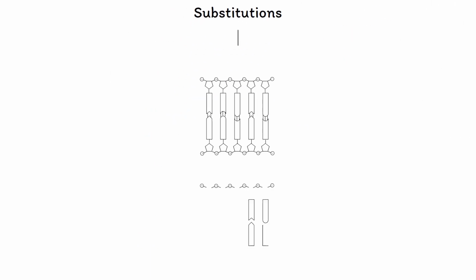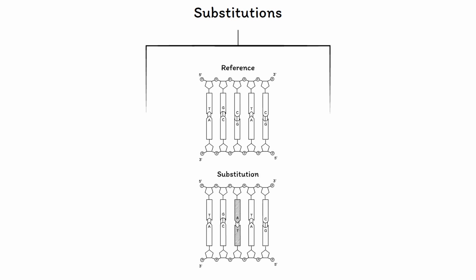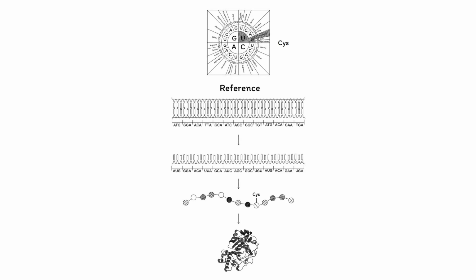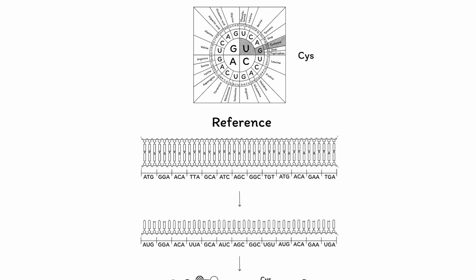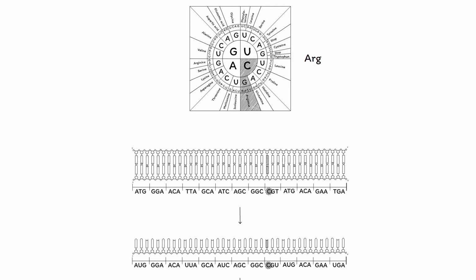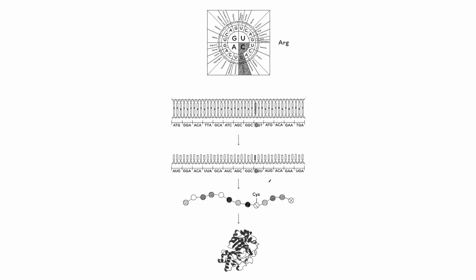Substitutions are variants that only have one nucleotide changed compared to the reference sequence. Depending on the position in the codon, the substitution of a nucleotide may cause the change of one amino acid in the translated protein, which is known as a missense variant. It may also cause no change, as multiple codons can encode the same amino acid. This is known as a silent variant.